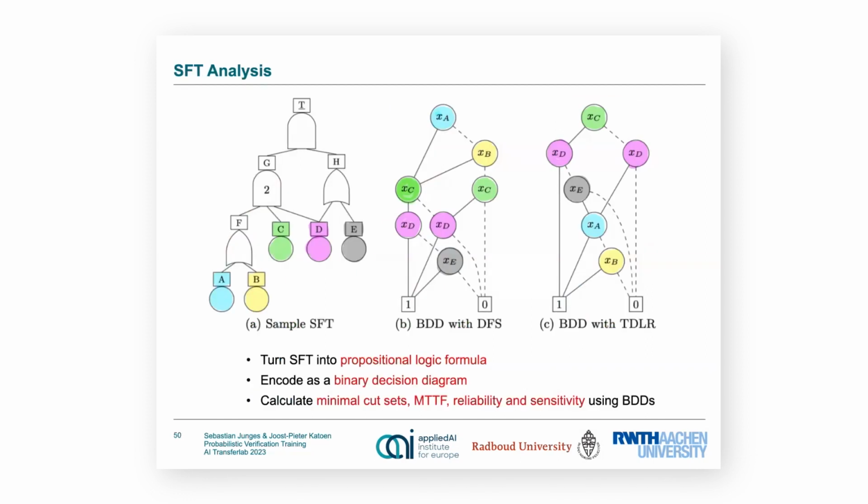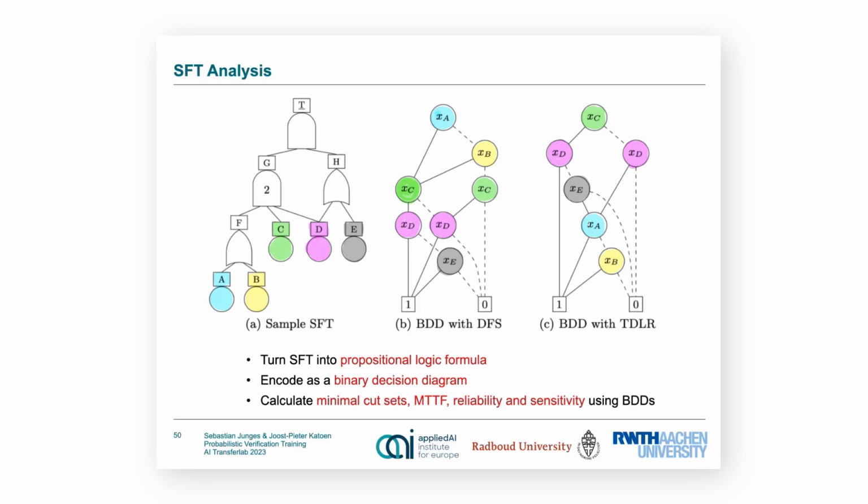Good. So the analysis of static fault trees is all about finding those minimal cut sets. So how do people do this? In a nutshell, you take such a static fault tree. You see an example on the left with the colored leaves. And then what you basically do, you turn this into a propositional logic formula because you have AND and OR gates and so on, and you encode it as a binary decision diagram. And you see 2 of those binary decision diagrams on the right, in figure B and figure C. And what's the difference?